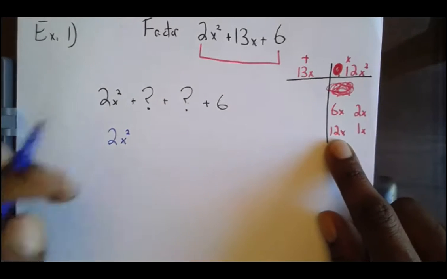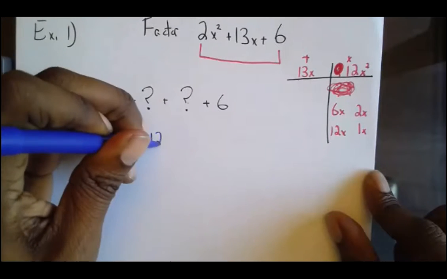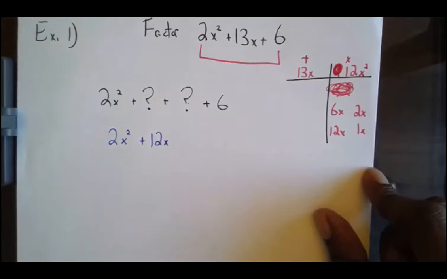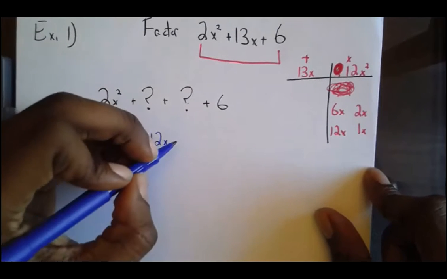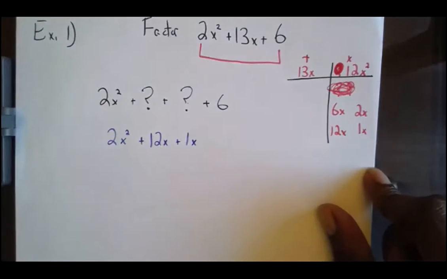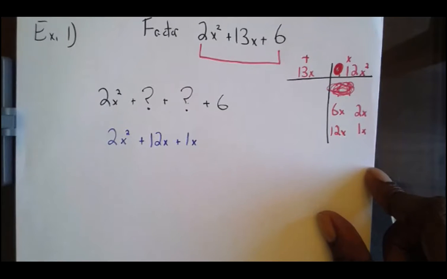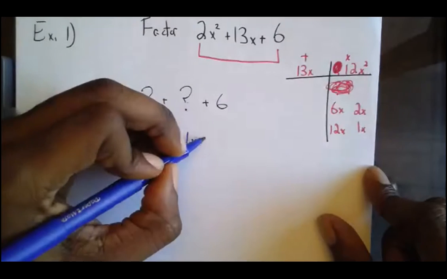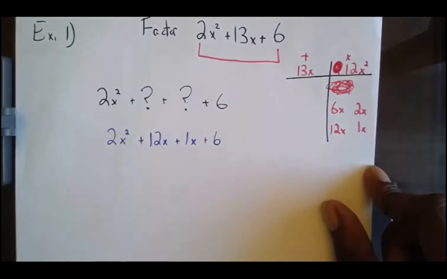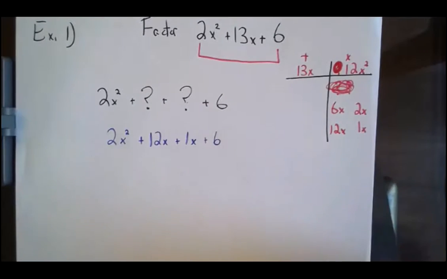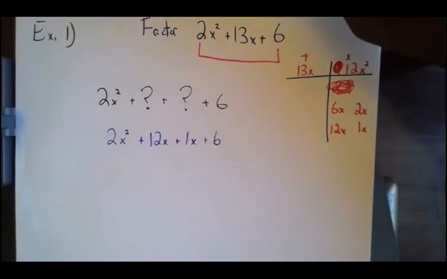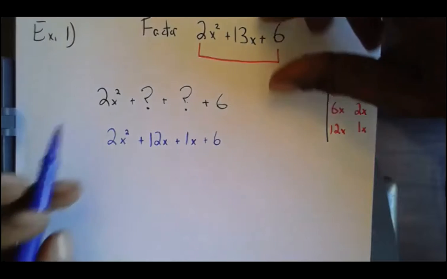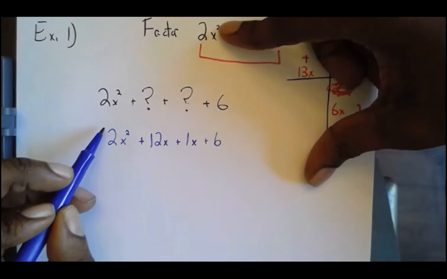Oh, you put the 12? Okay. Right. And then what did you do? Yeah, 12x plus 1x. Okay. And then plus what? Plus 6? 6. Good. Right. Then what's the next step? Add parentheses around 2x squared and 12x.